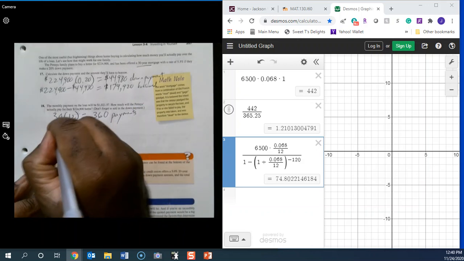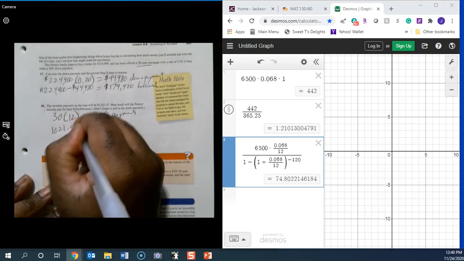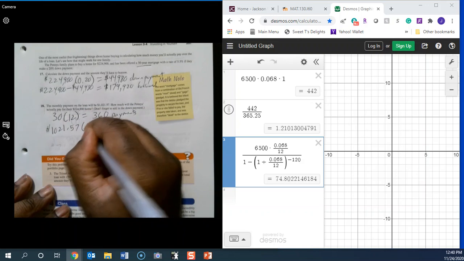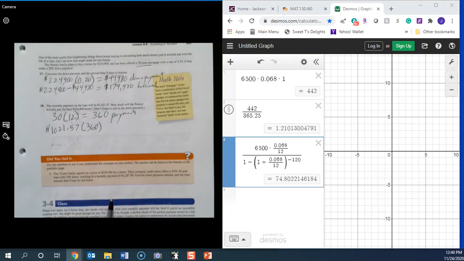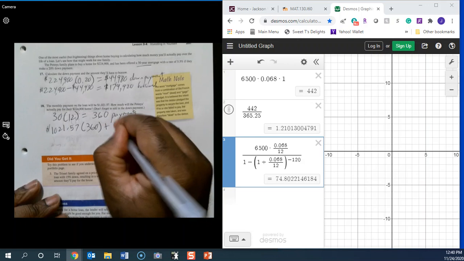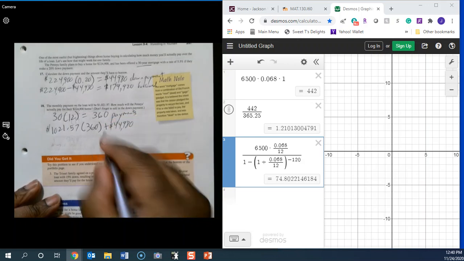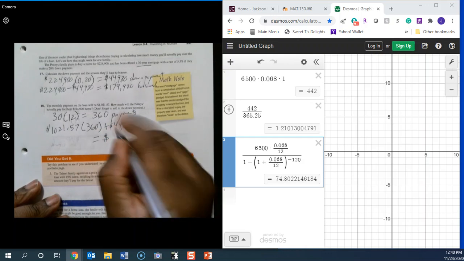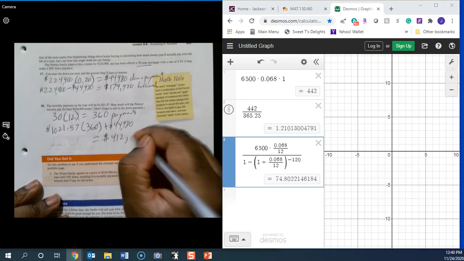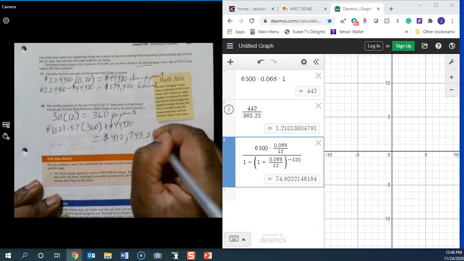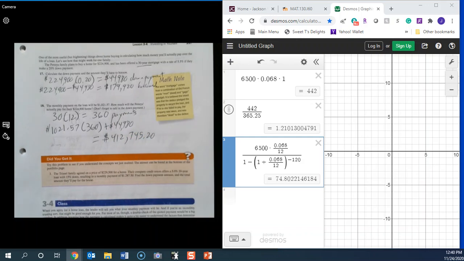Now we're told that it's $1,021.57 a month, and we'll multiply that by 360 payments. But we also will add in the down payment we put on the property. So they will be paying a total of $412,745.20. So that $224,900 home almost doubles in price over the life of the loan.